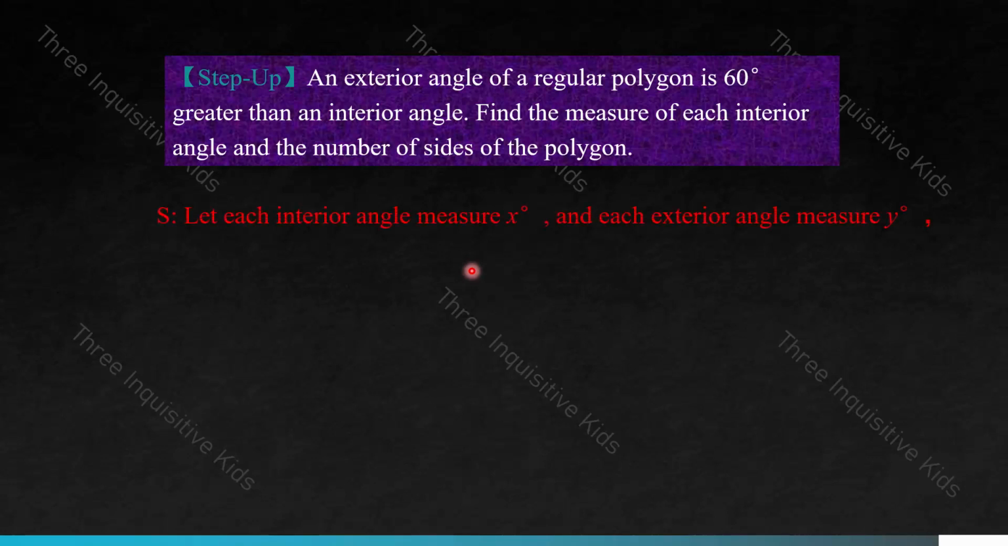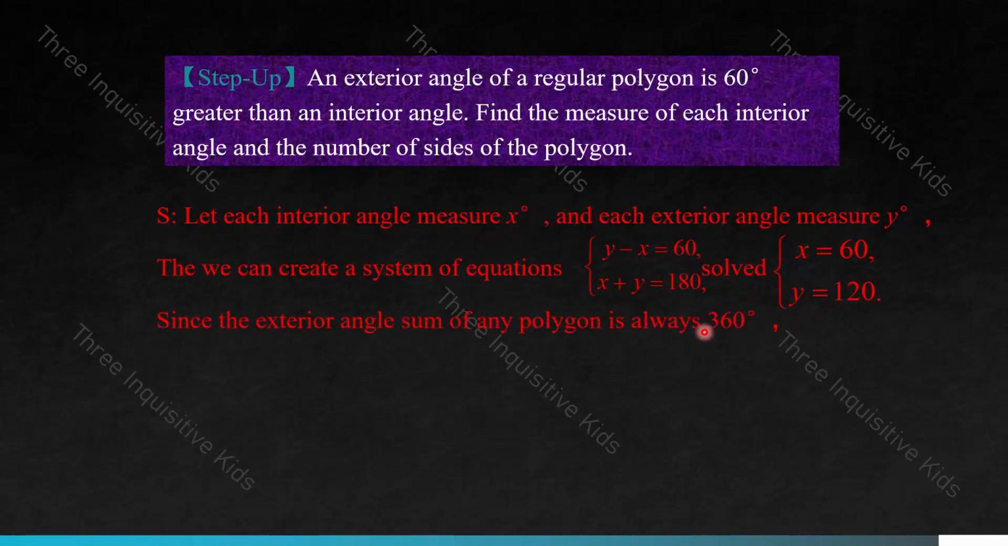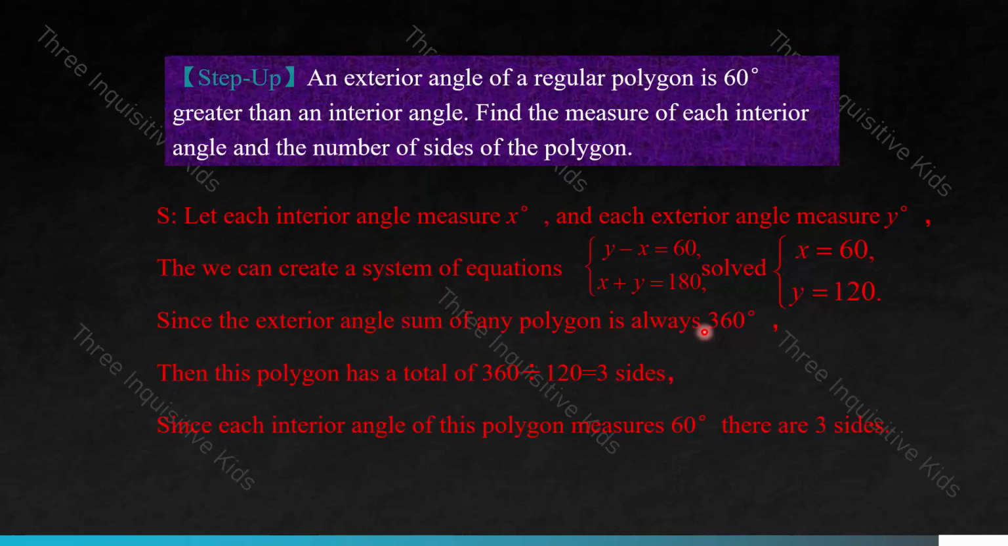Alright, so here is our solution. Let each interior angle measure x degrees and each exterior angle measure y degrees. Then we can create a system of equations out of the formulas and the relationships that we're given in this step-up problem. Solved, x is equal to 60 and y is equal to 120. And now since the exterior angle sum of any polygon is always 360 degrees, we know that this polygon has a total of 3 sides, meaning that each interior angle of this polygon measures 60 degrees and that there are 3 sides on this polygon.